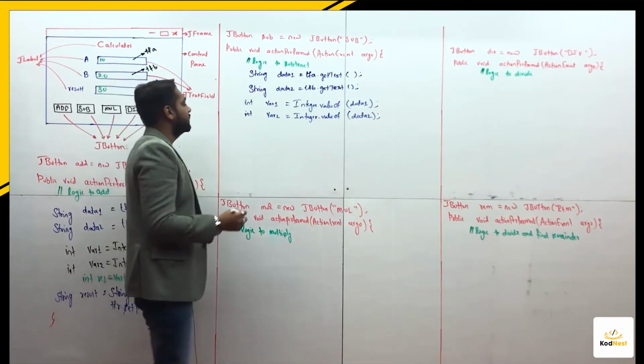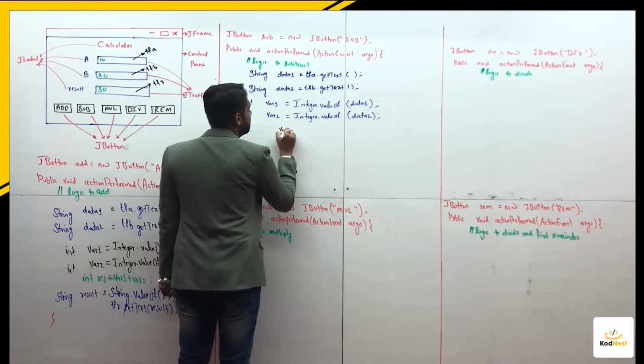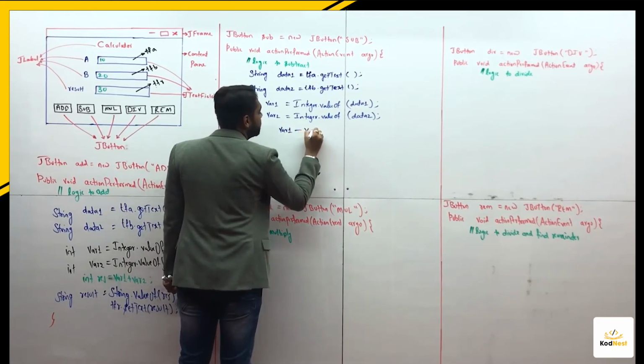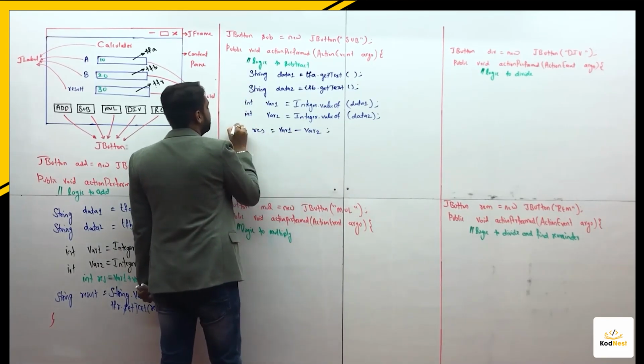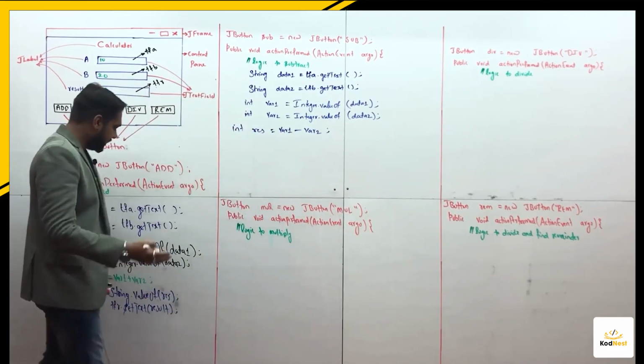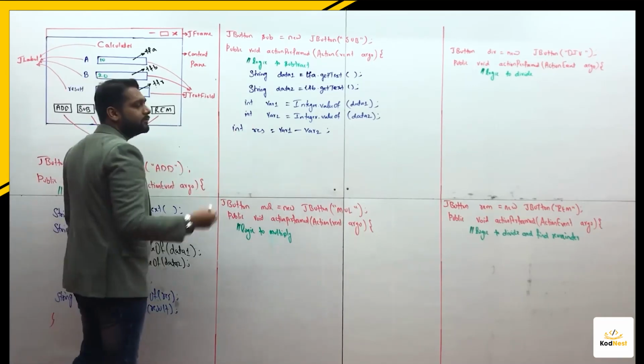Next, what I should tell? Whatever is there in variable 1, I have to subtract it with variable 2. Whatever the result I would get, I would store it in res, which is of type integer. Here addition I did, there subtraction I am doing. That's it.